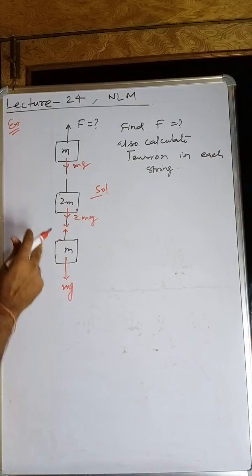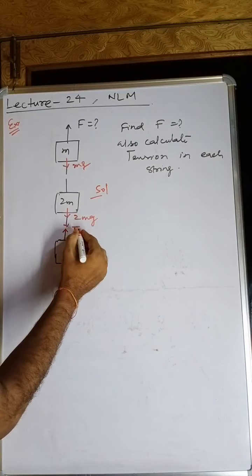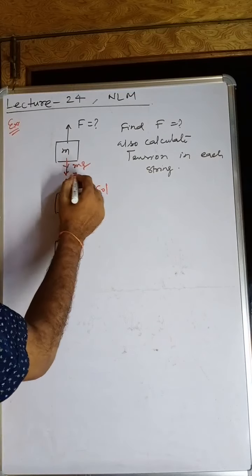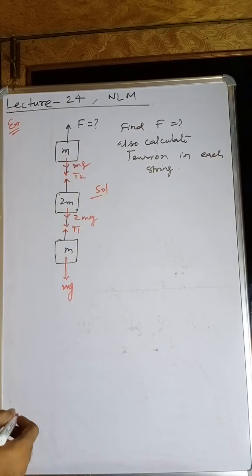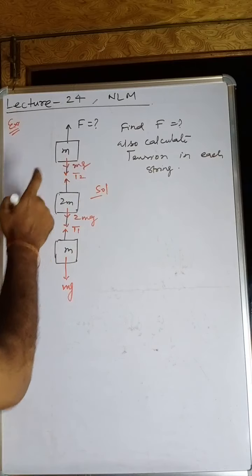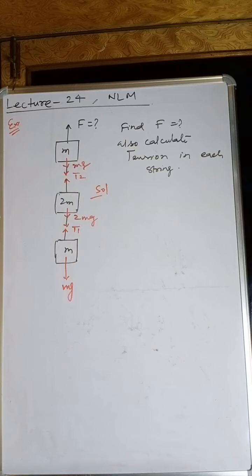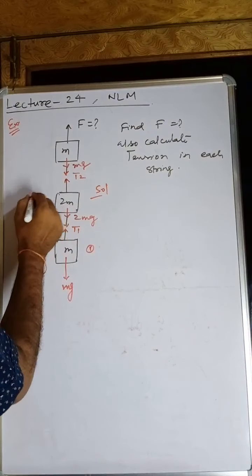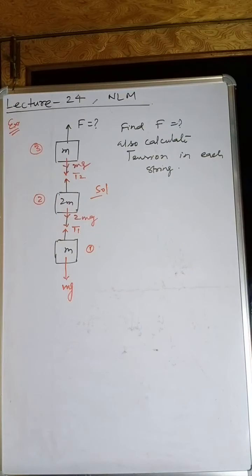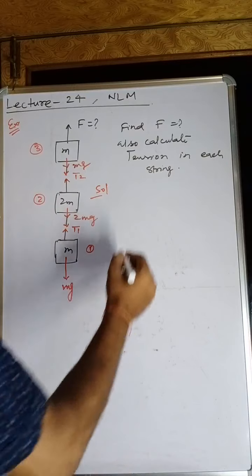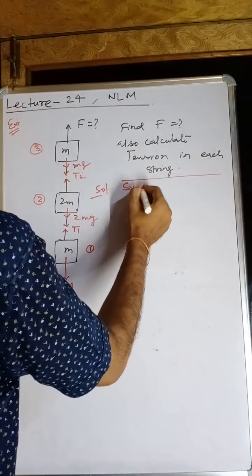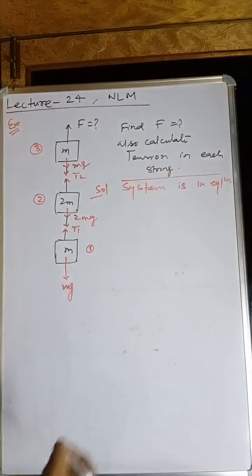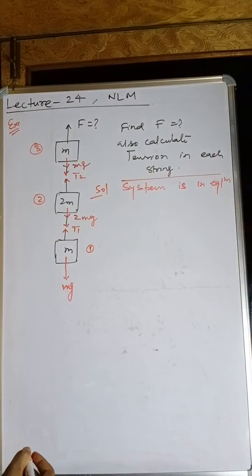Now those two strings are connected. Suppose the tension is T1. Here again two strings are connected, so the tension is T2. Why have we changed the tension, my dear students? Due to the change in string, we know that tension will change. Now we have three free body diagrams, 1, 2 and 3. And what is very important? The system is in equilibrium.